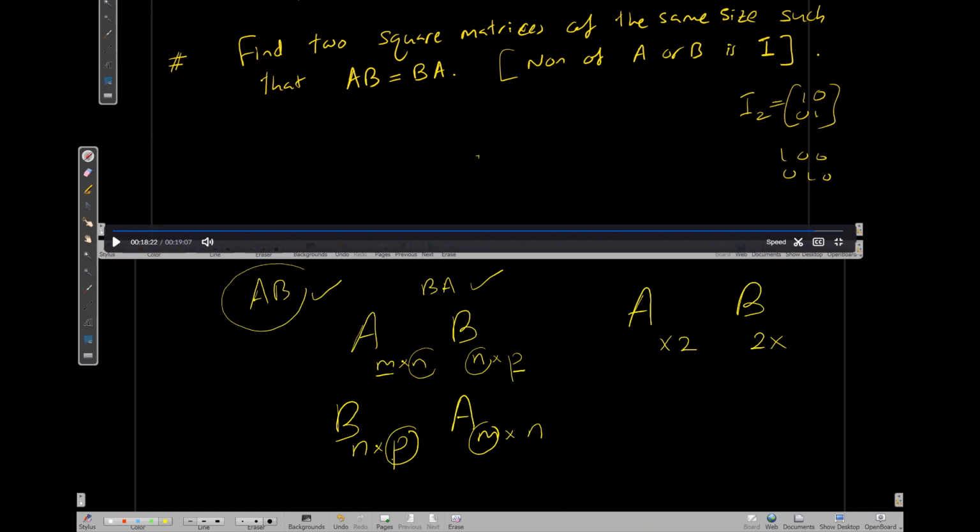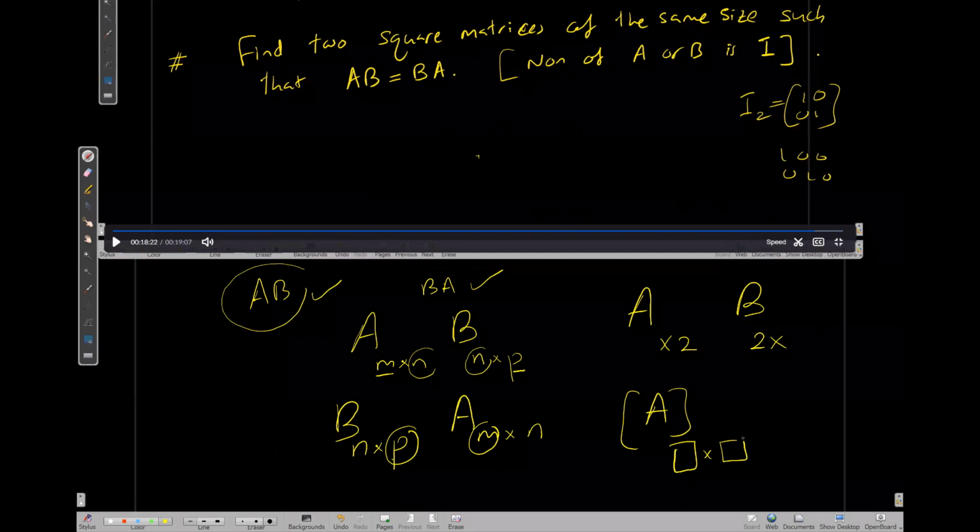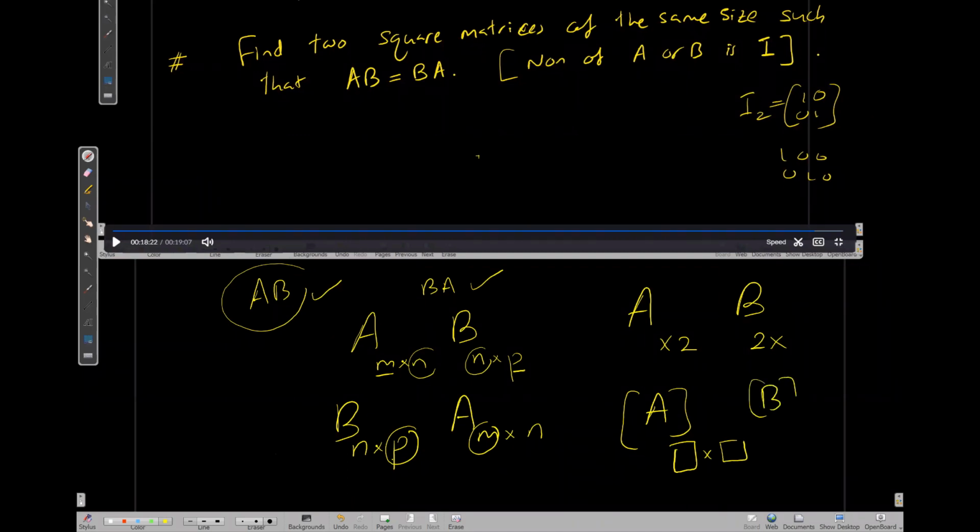So the answer for this question is, as long as you have a matrix A, something by something, and another matrix B, something by something. Let me use some colors. As long as this number is the same as this, and this number is the same as this, both AB and BA must exist. Now let's have a look at that.